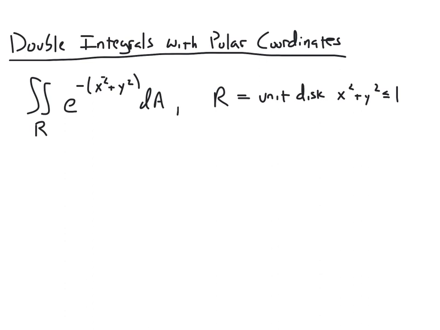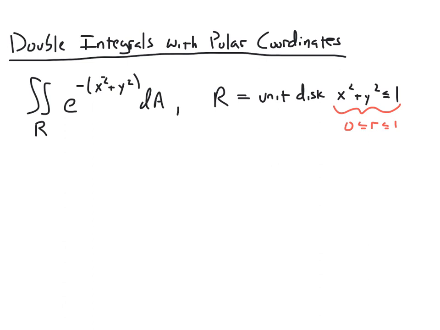However, there are two things about this problem that scream polar coordinates. The first is that the region that we're integrating over is a disk. It's the circle with the interior included. And we know that circles and circular regions like this are easily represented using polar coordinates. In fact, using polar coordinates, this unit disk is just given by r ranging from 0 to 1. And so this is quite easy to describe.